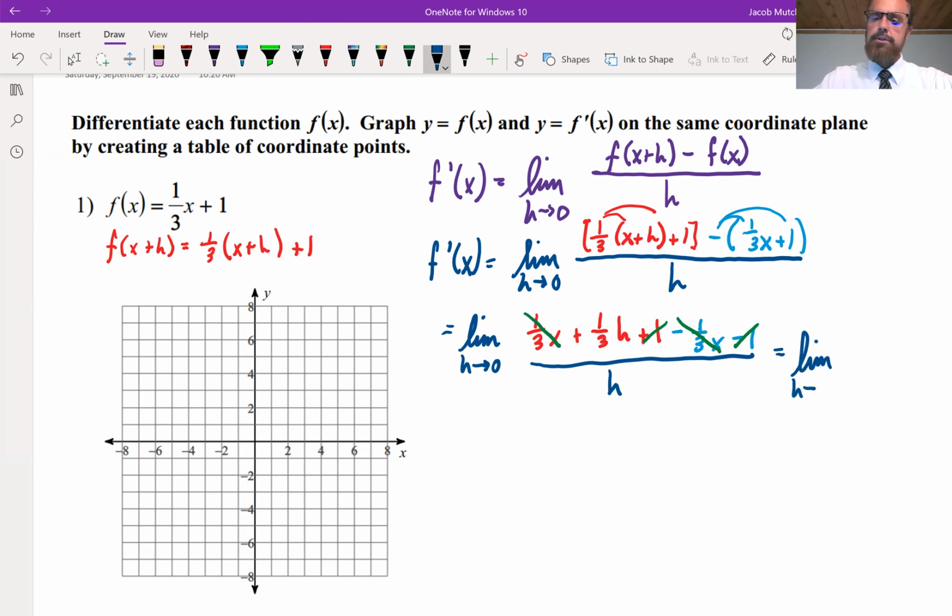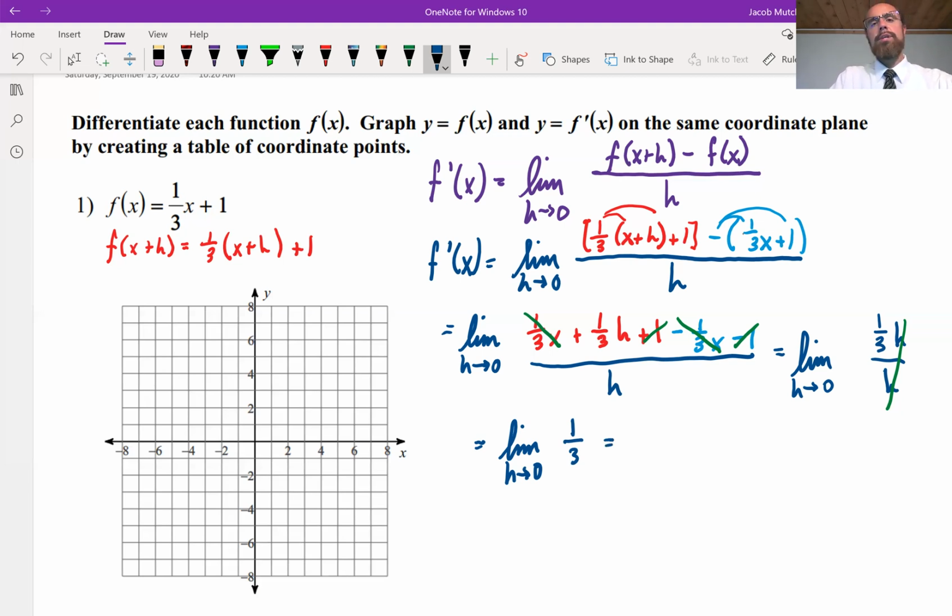That's now the limit as h approaches 0. The only thing left in the numerator is 1/3 times h divided by h, and that introduces yet another cancellation. H divided by h is 1. And we're really ready to find the limit as h approaches 0 now. If you can get rid of that h in the denominator, it circumvents the indeterminate 0 over 0. So all we're left with is the limit as h approaches 0 of 1/3.